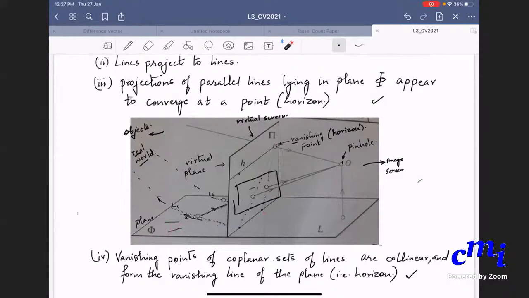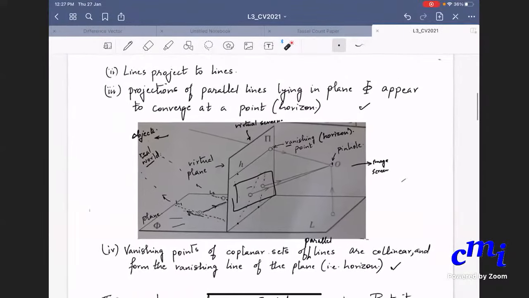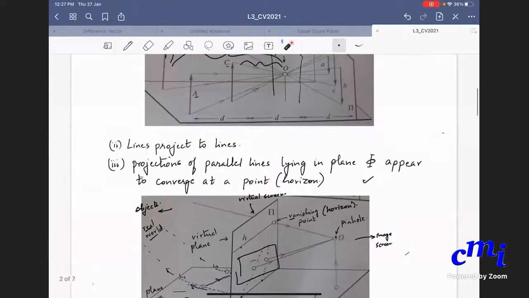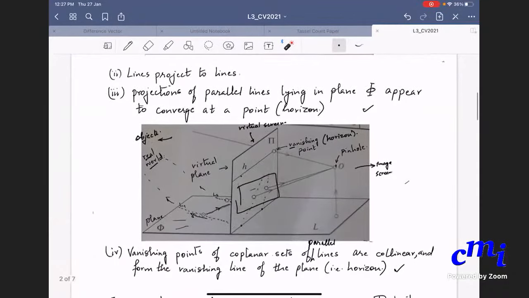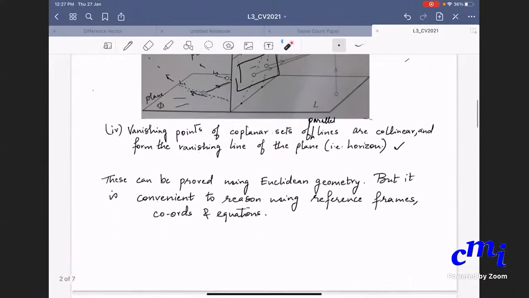And this fourth point is also what I said: vanishing points of coplanar sets of parallel lines are collinear. This can also be shown, and they form the vanishing line, the horizon, in this plane. These are just some observations that can be proven using Euclidean geometry, but we need to be aware of them because these are the basic things that come in with a pinhole perspective.